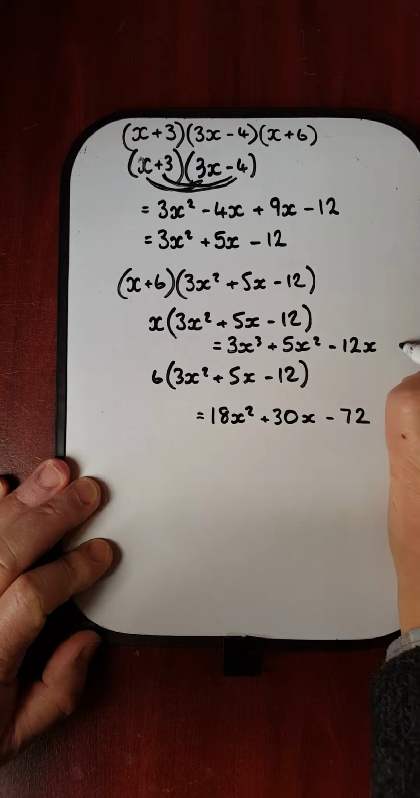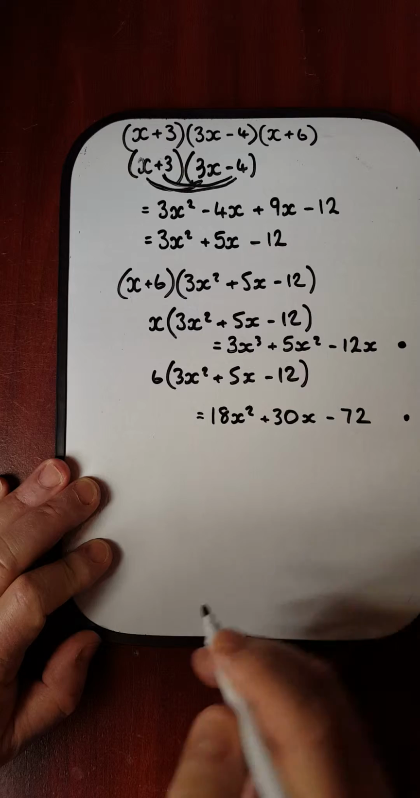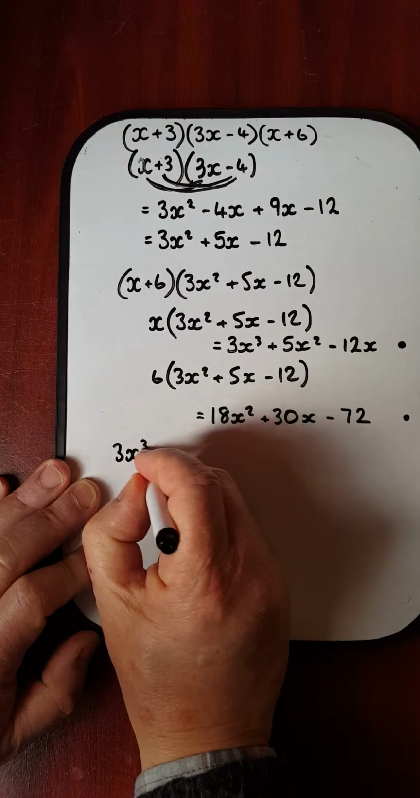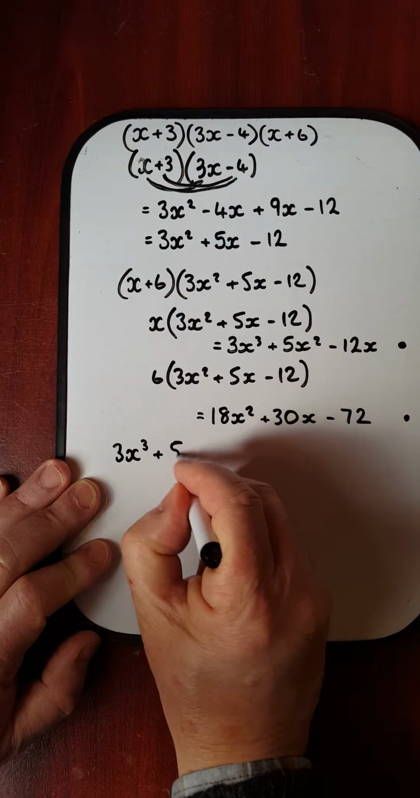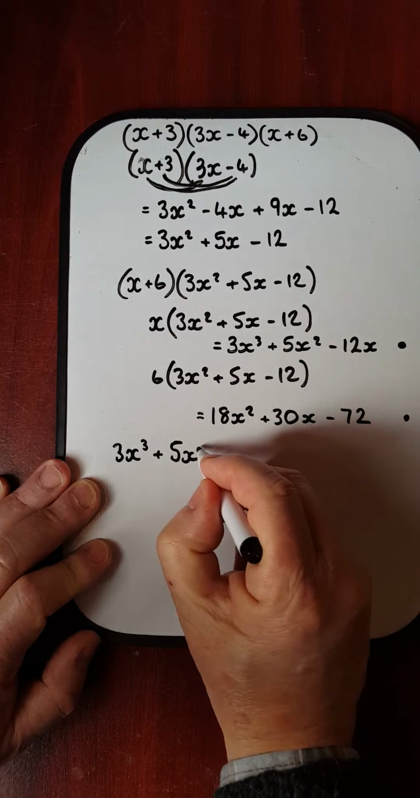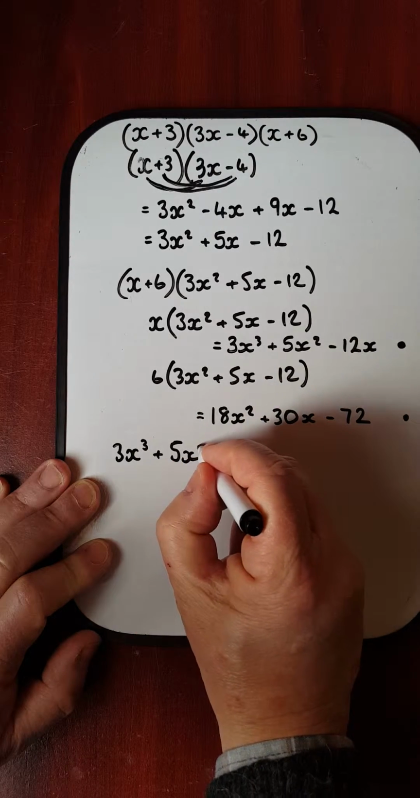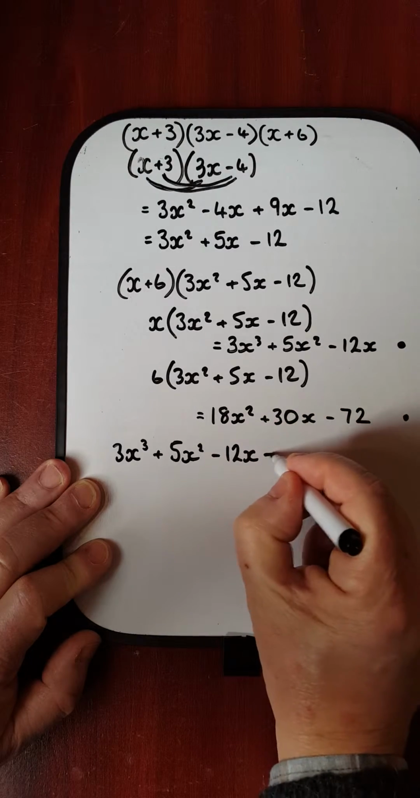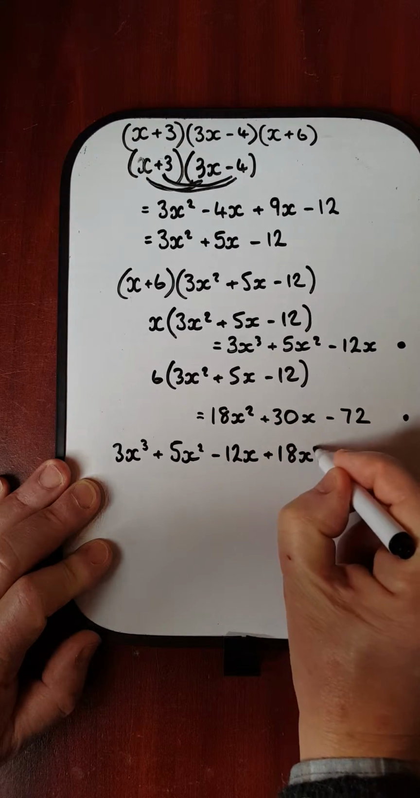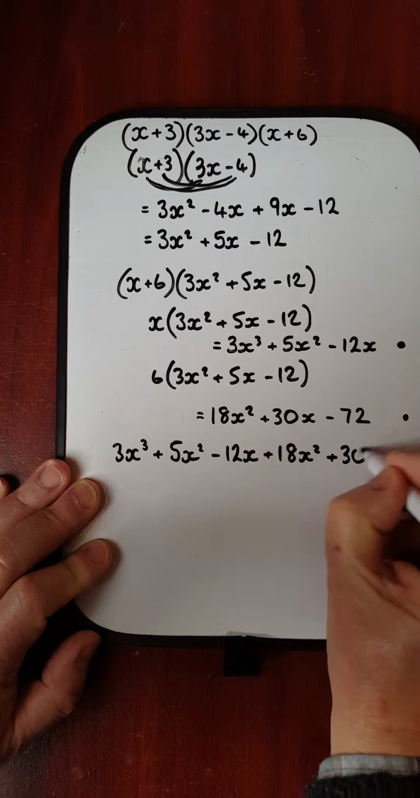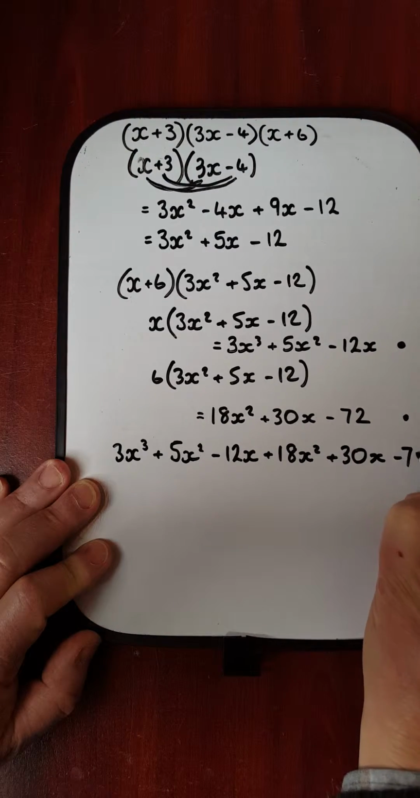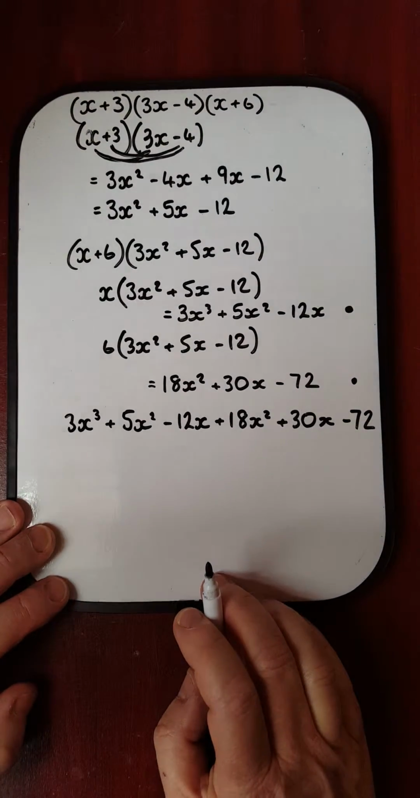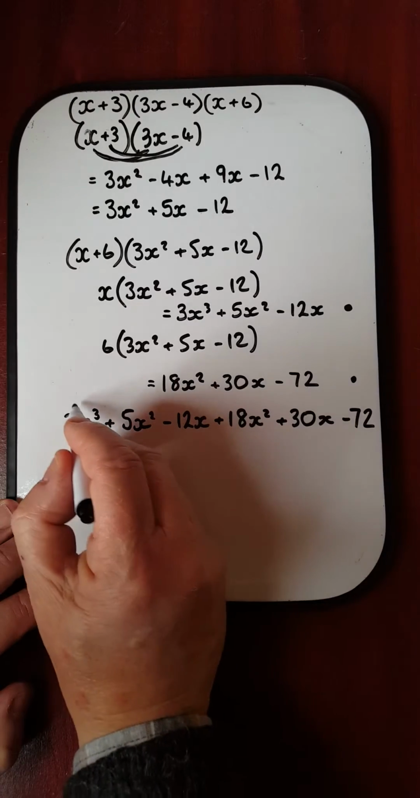And now we've got an answer here and an answer here, and we need to put them all together. So write it out as a long string. 3x cubed plus 5x squared minus 12x plus 18x squared plus 30x minus 72. And now it's just a matter of collecting like terms and getting to the final answer.